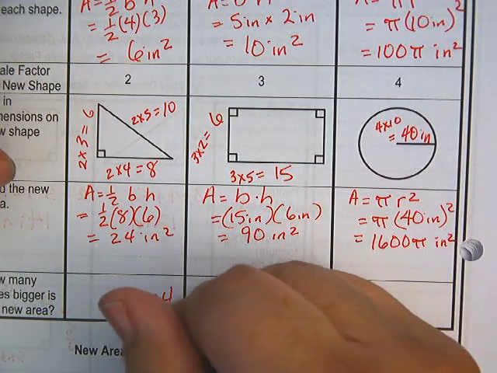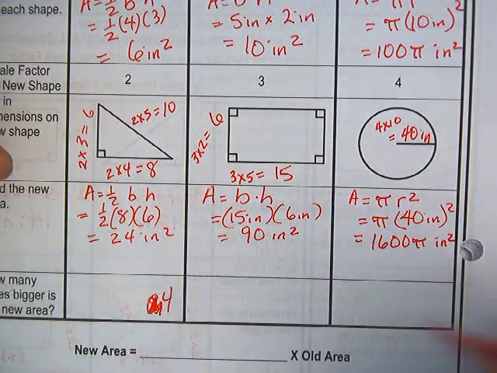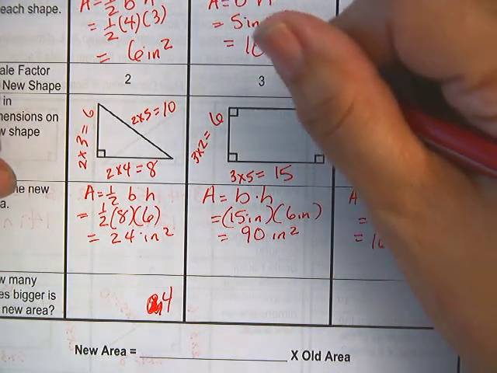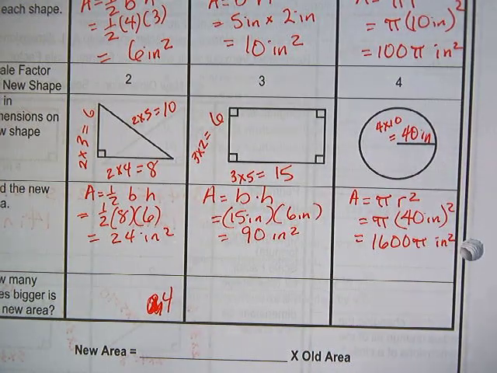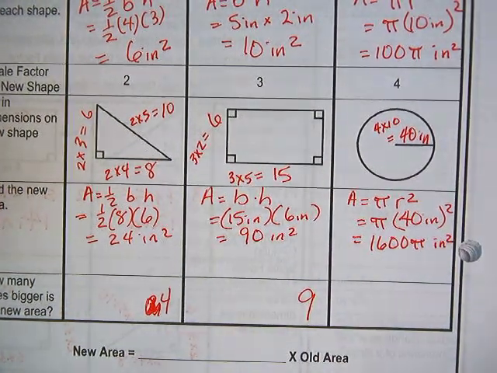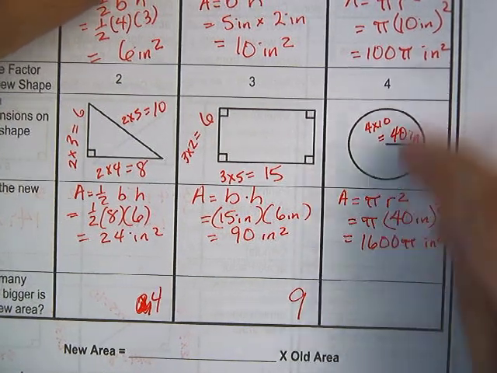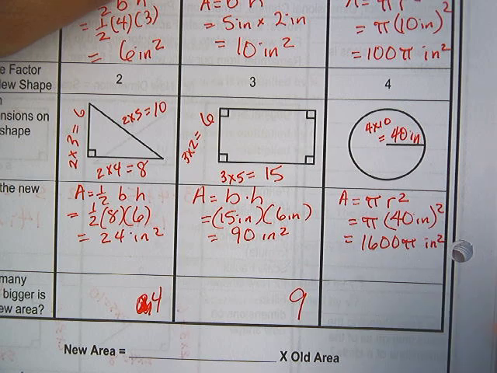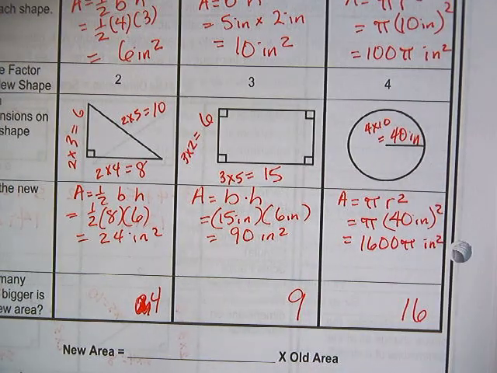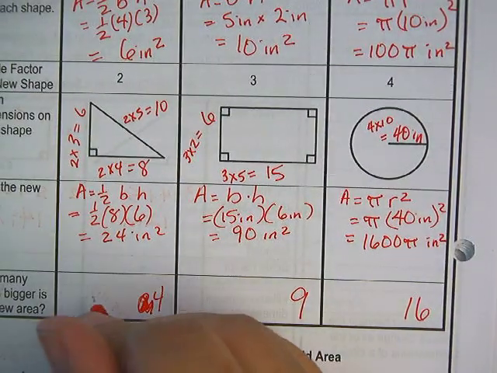24 and 6. So it went to 24. Oops, how many times bigger? It was just 4 times bigger. My bad. 10 to 90. How many times bigger is that? That's 9 times bigger. I'm putting it on the end for a reason. All right. 1,600 from 100 pi. That is 16 times bigger.